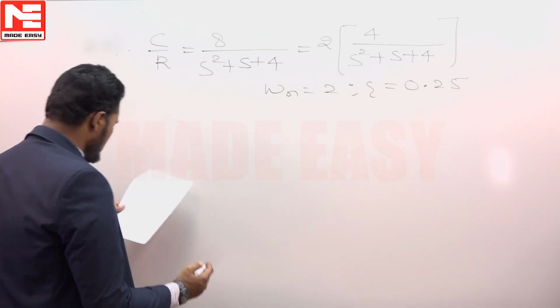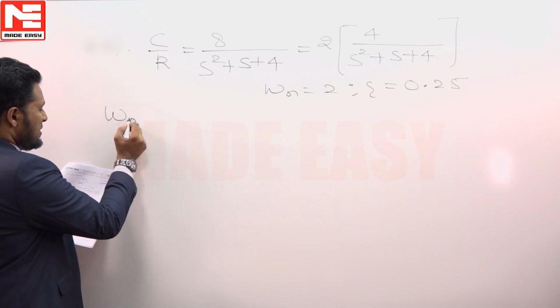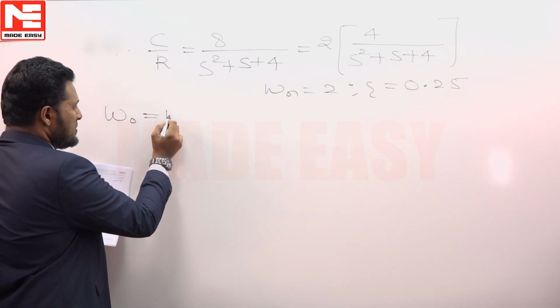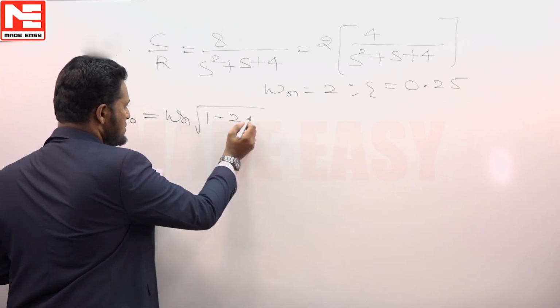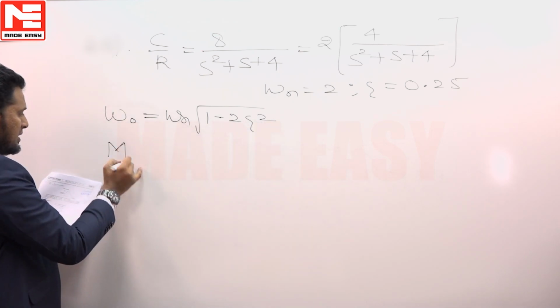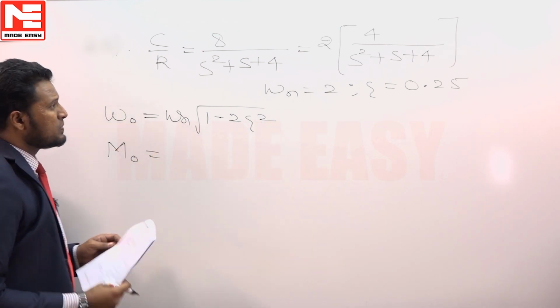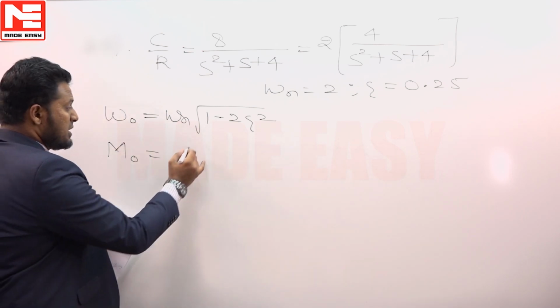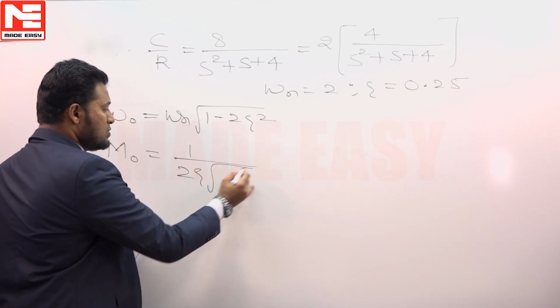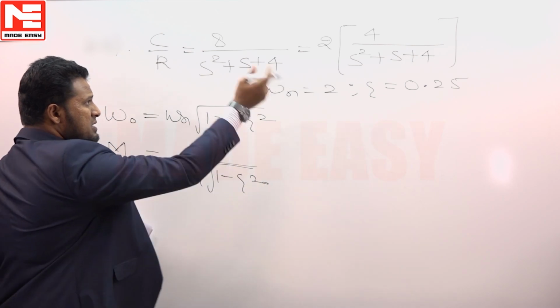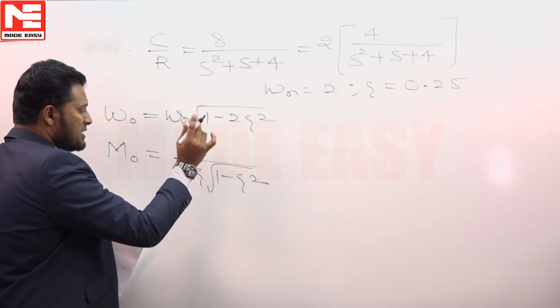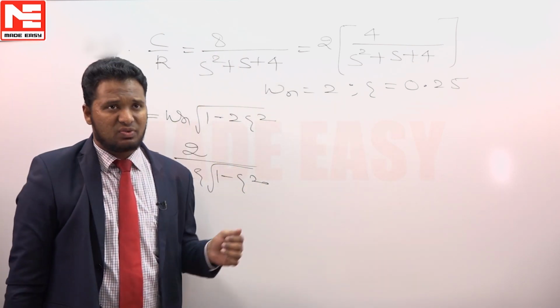0.25. The question is to find the resonant frequency, omega naught, whose formula is omega n root 1 minus 2 zeta square, and M naught, the resonant peak. The resonant peak of a standard second order system is given by 1 by 2 zeta root 1 minus zeta square. Since the system is not standard, that extra factor 2 has to be taken into its formula.